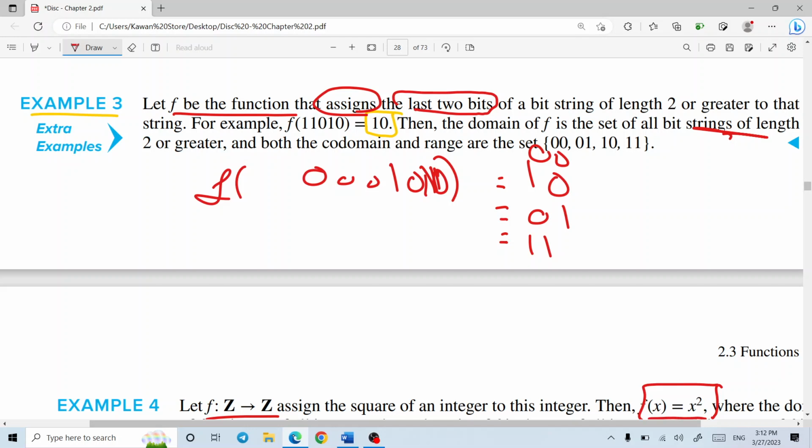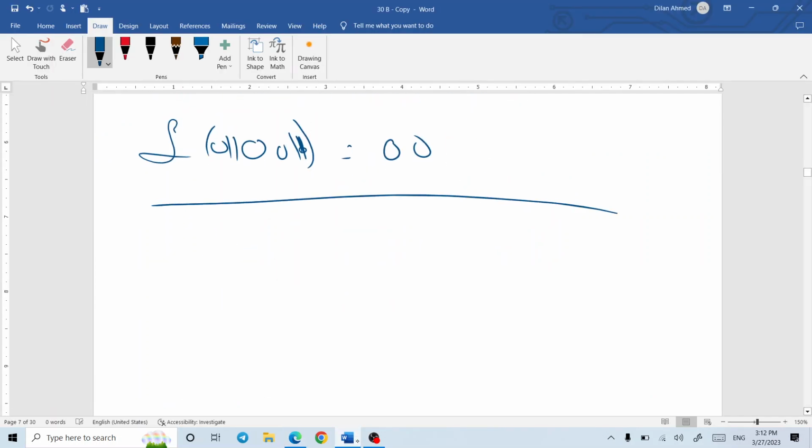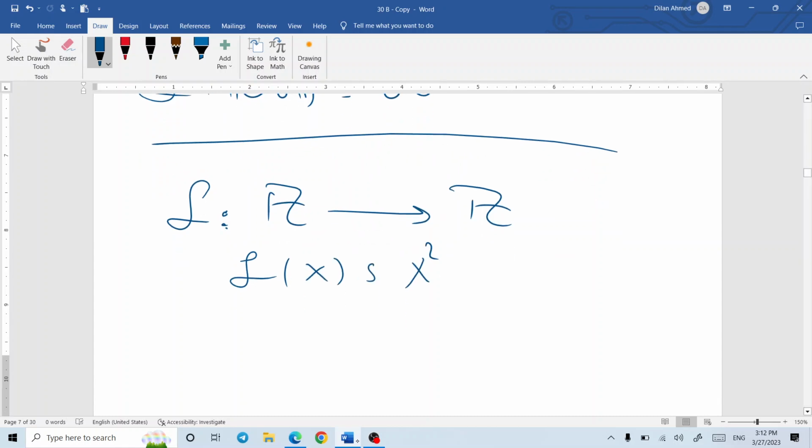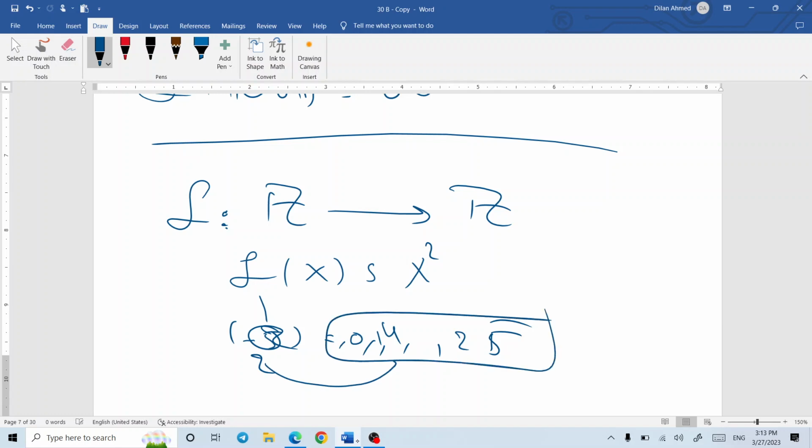Why? What I have is f from Z to Z. So Z may be negative. And the function is what? X squared. So if I put a negative, for example negative 5, I'll get what? 25. How about 2? 4, right? How about 0? I'll get 0. How about 1? I'll get 1. How about 2 again? I'll get 4. So the output is only 0, 1, 4.